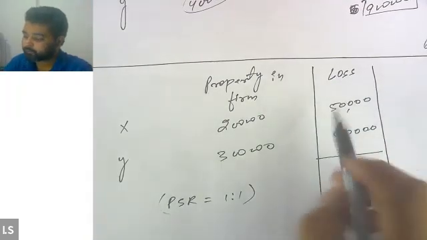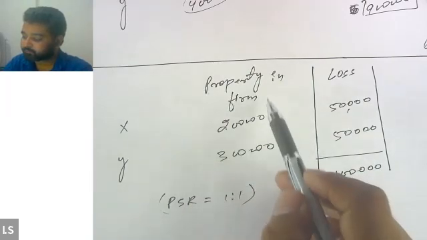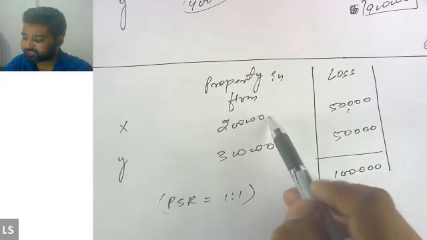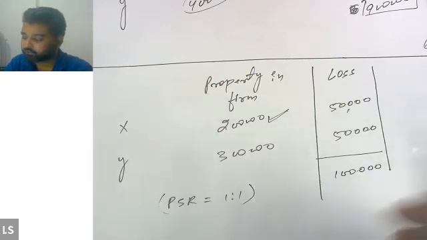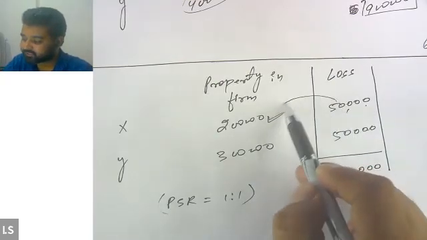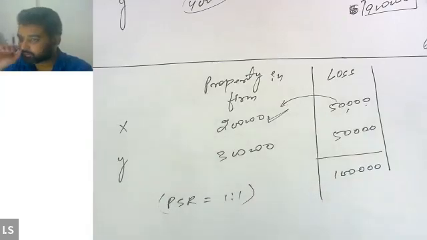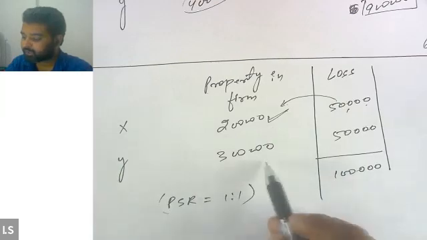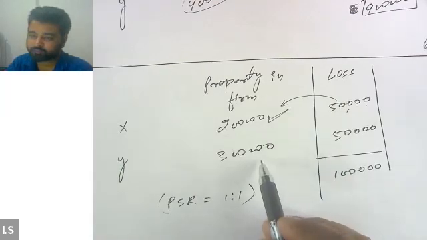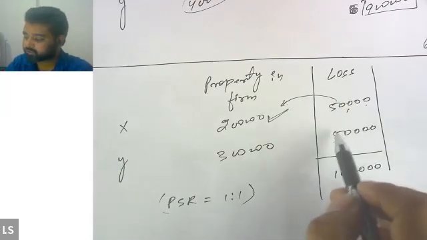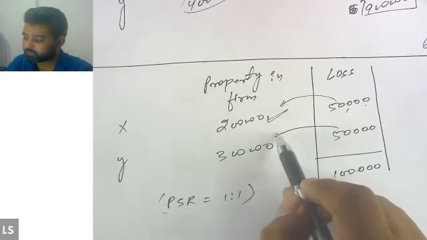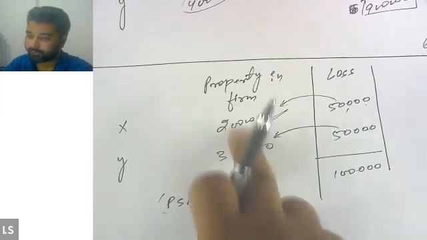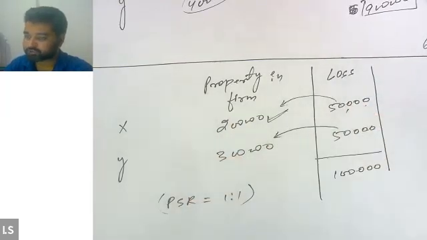All right. Now you can see the property, their ownership in the firm is 2 lakh. They have sufficient capital in the firm, right? So this loss can be adjusted from their shareholding in the firm. Similarly, Mr. Y owns property of 3 lakh in the firm. So this loss can be adjusted from his property in the firm. So they have sufficient capital in the firm to settle these losses.